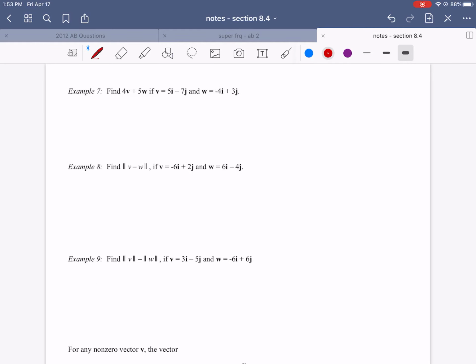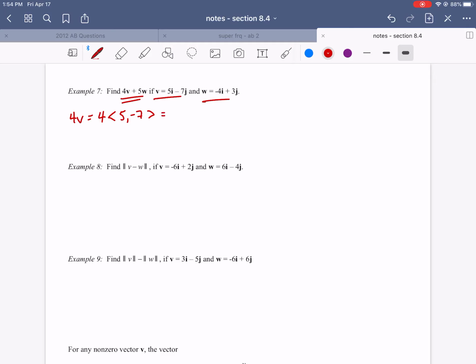Okay, examples 7, 8, and 9 are going to just be more properties here that we are going to practice. And so this says to find 4v plus 5w given the vector v and the vector w. So what I'm going to start off by doing is figuring out what 4v is. And this is just equal to 4 multiplied by the vector v, which I like to write in this shamrock notation. And so that would be 5 comma negative 7.